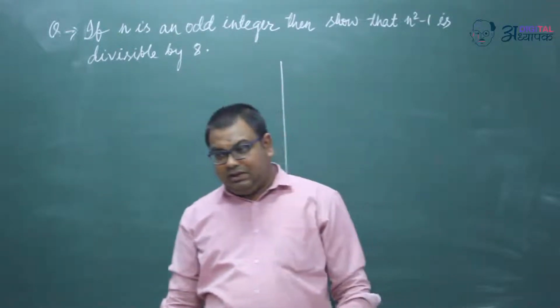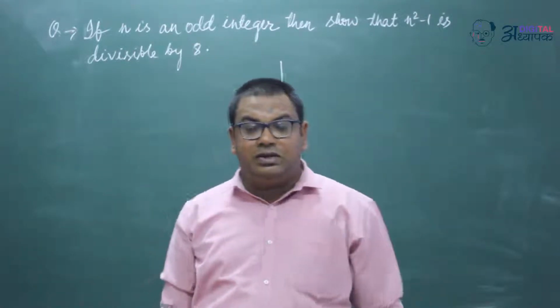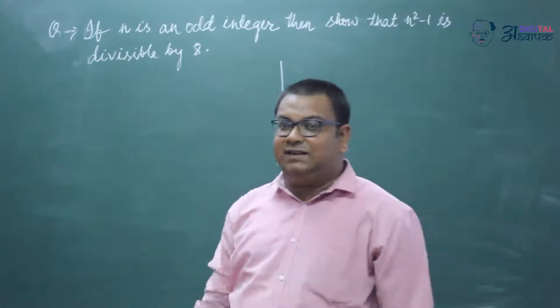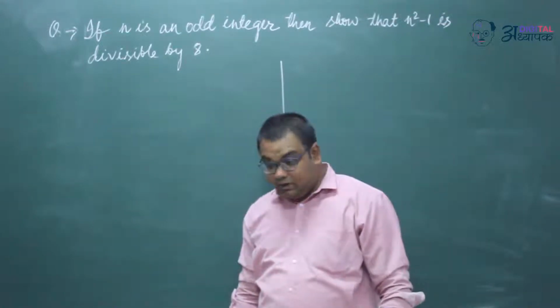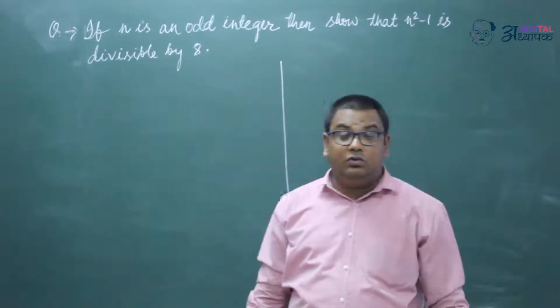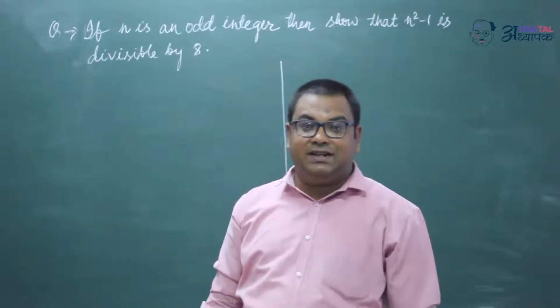Now students, if we talk about odd integers, you all know that the form can be 2q plus 1, or if we take 4 as the divisor, then the form can be 4q plus 1 or 4q plus 3. Now, obviously, if we take 2q plus 1, our question will become very short. We will solve the question in one case only.